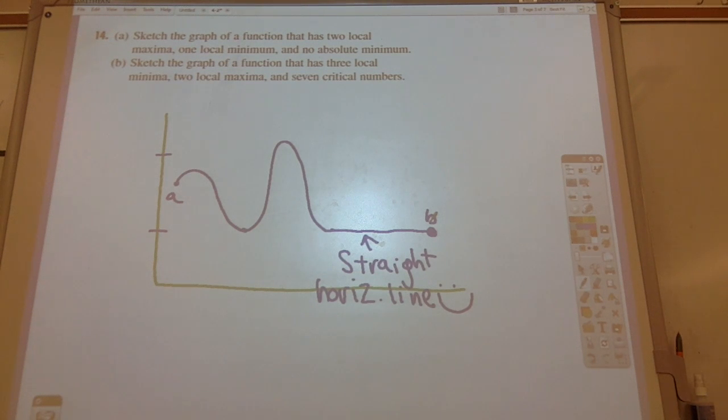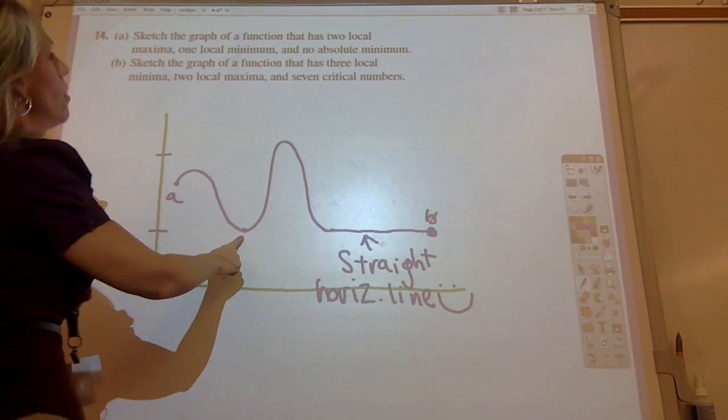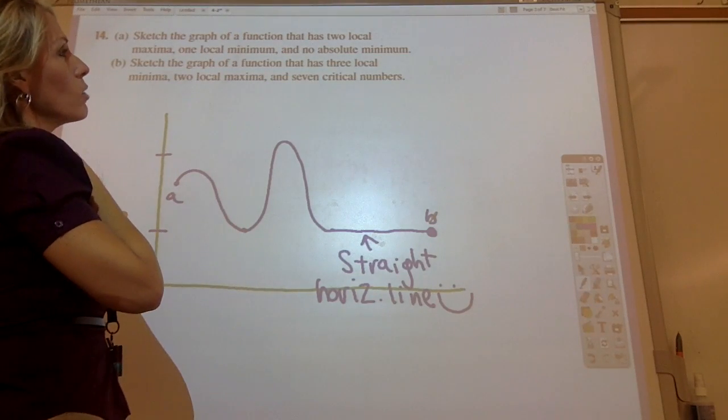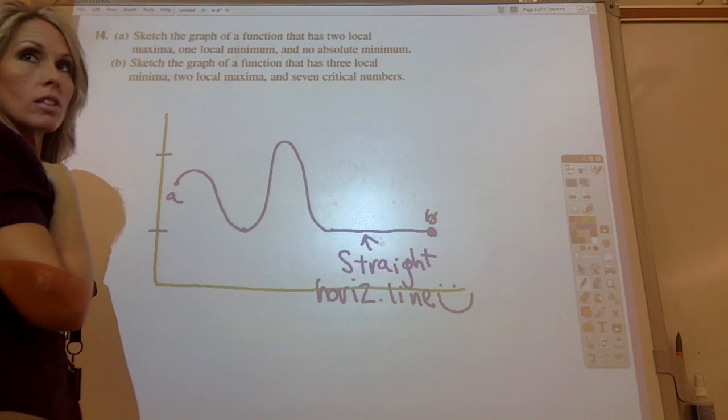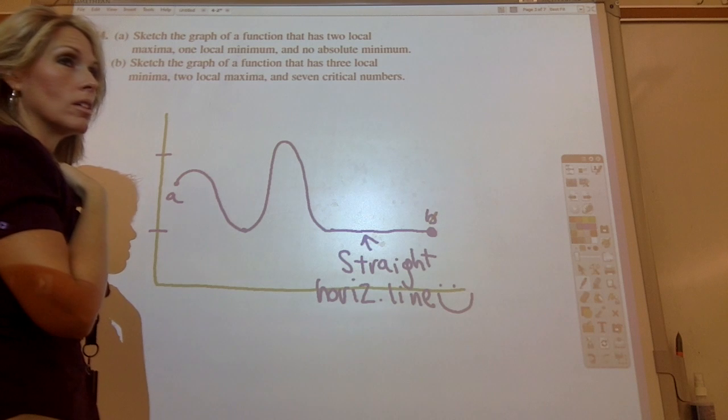Okay, so he has two local maxima, one local min. And then, there's one little thing we can do here to make it no absolute minimum, and I don't know if anybody's going to. Asymptote.